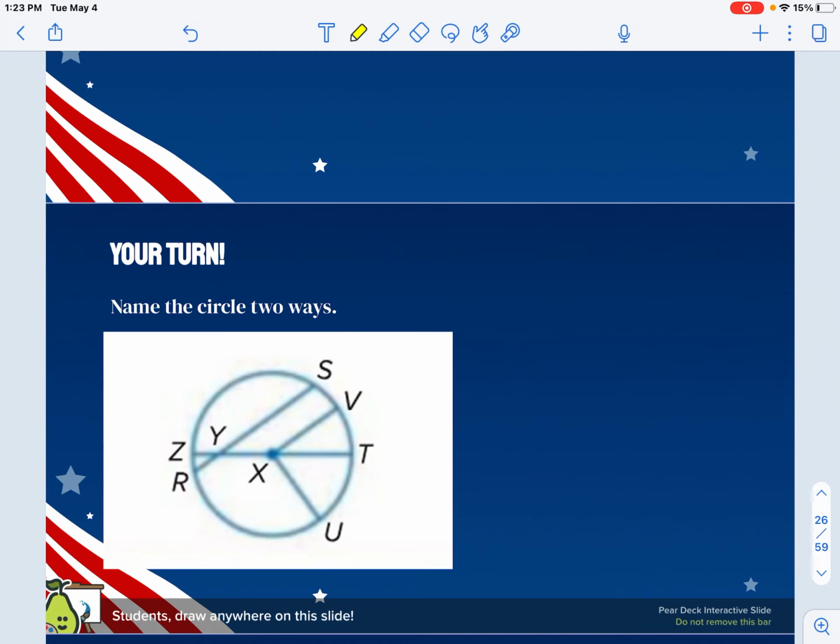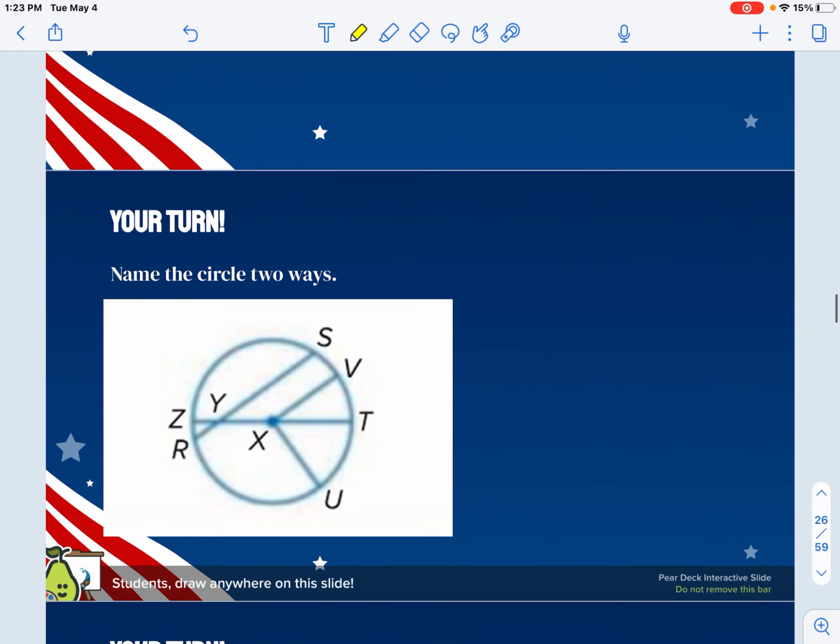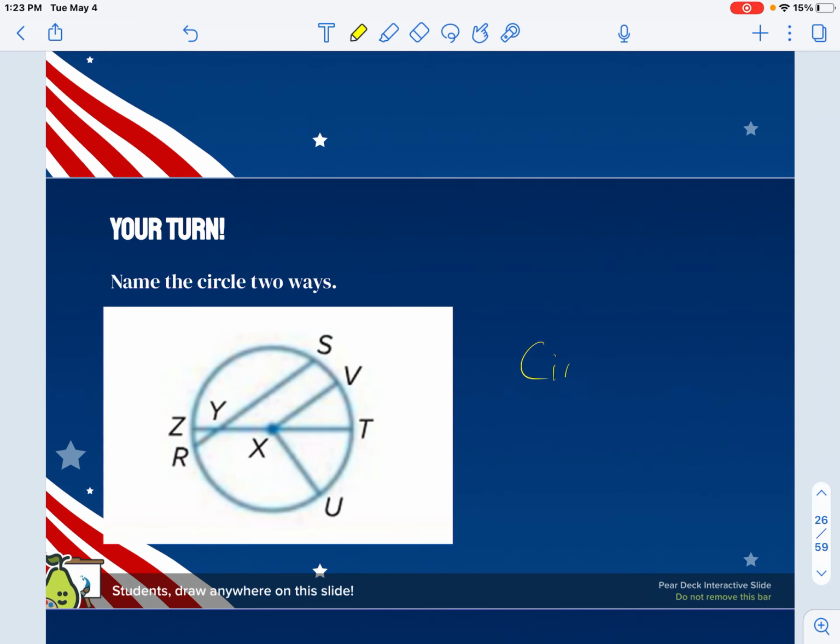Let's look at this. Name the circle two ways. I just gave you the answer there. You would use circle X, or use that little symbol and X. It kind of looks like an eyeball or a target. So that would be number 1 and number 2. Those are the two ways to name a circle.